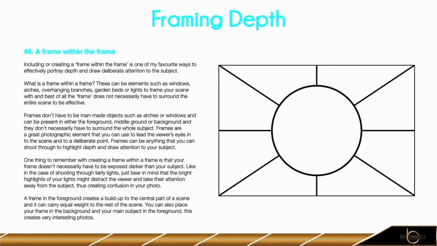Framing depth, or a frame within a frame. Including a frame within a frame is one of my favorite ways to effectively portray depth and draw deliberate attention to a subject. So, what's a frame within a frame? These can be elements such as windows, arches, overhanging branches, or even lights to frame your scene with. But the best thing of all is the frame doesn't necessarily have to surround the entire scene to be effective. Frames also don't have to be man-made objects such as arches or windows, and they can be present in either the foreground, the middle ground, or the background because they don't necessarily have to surround the entire subject.